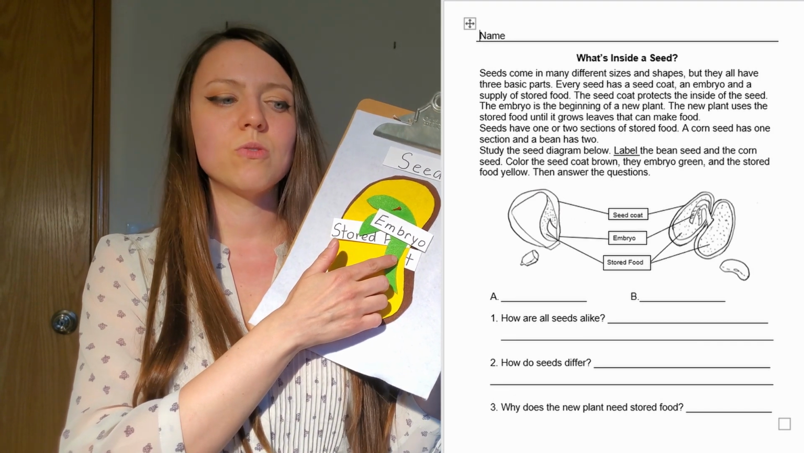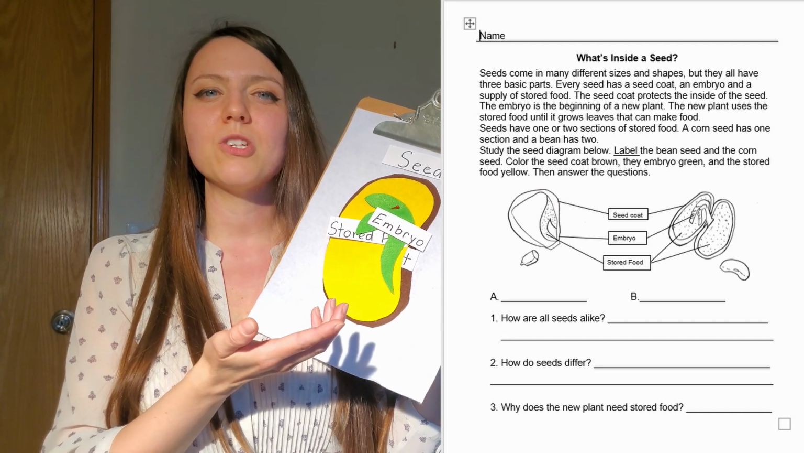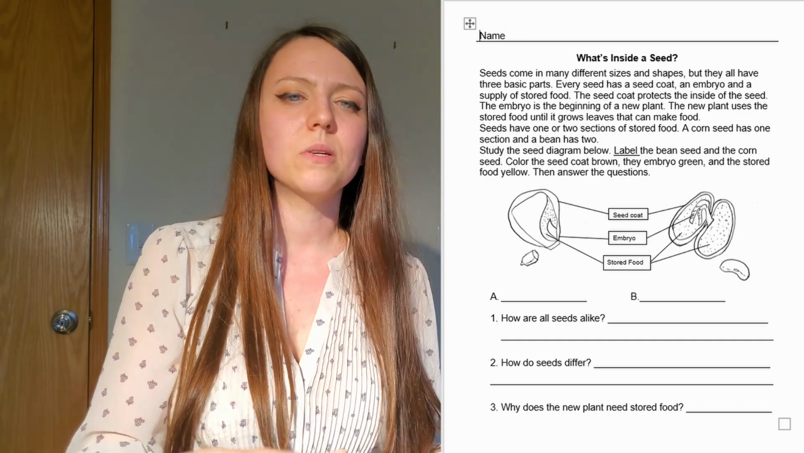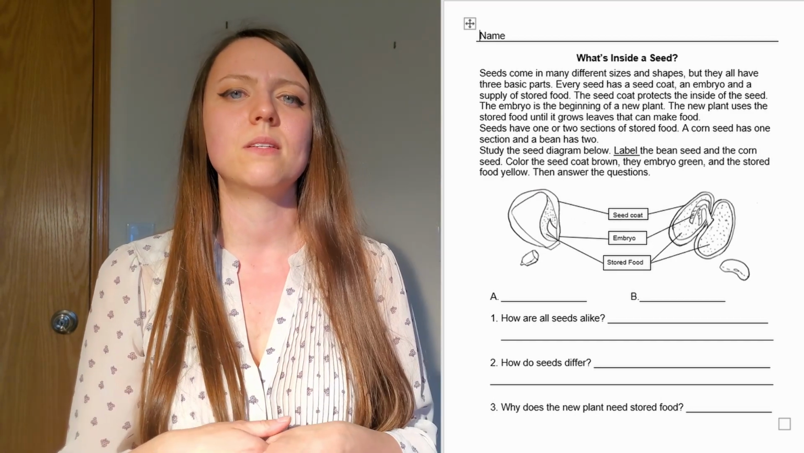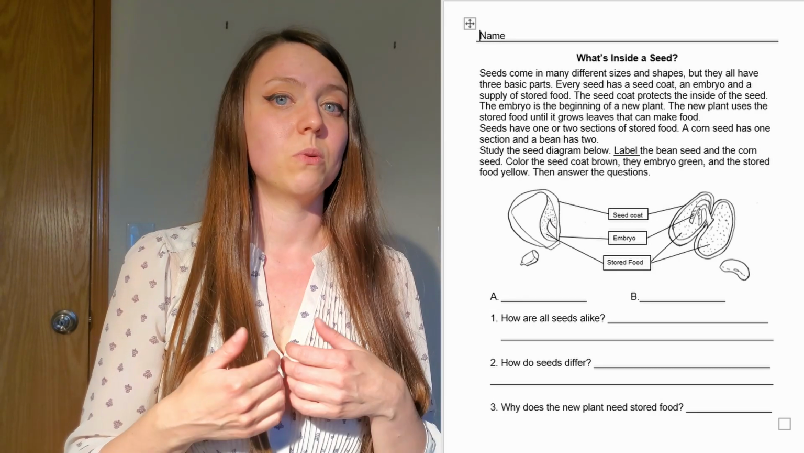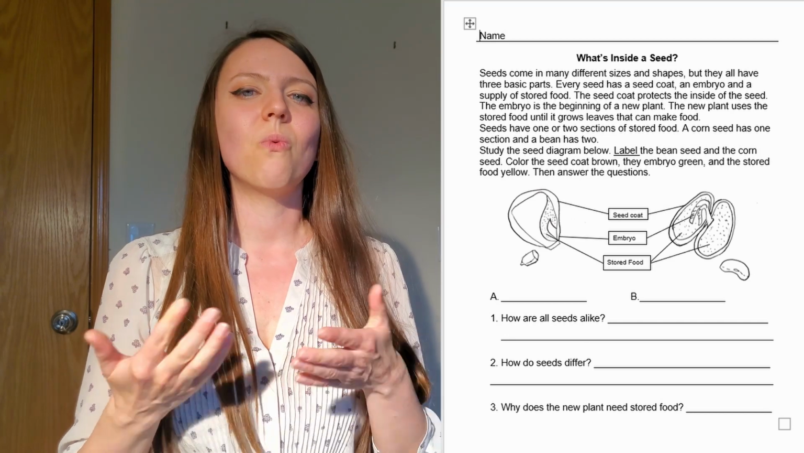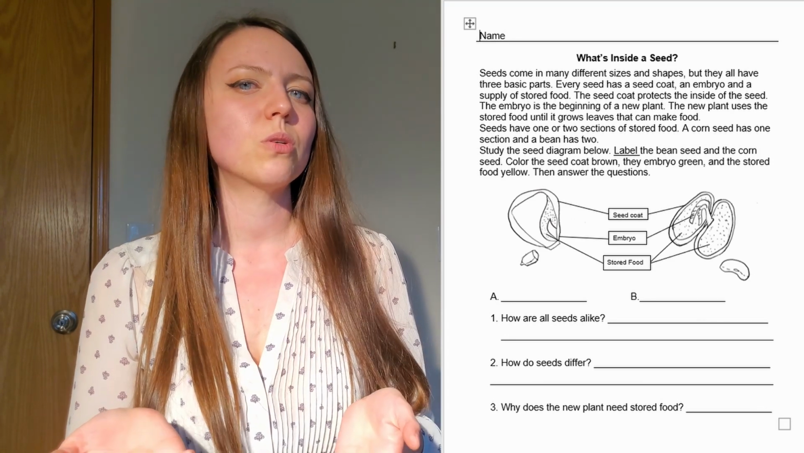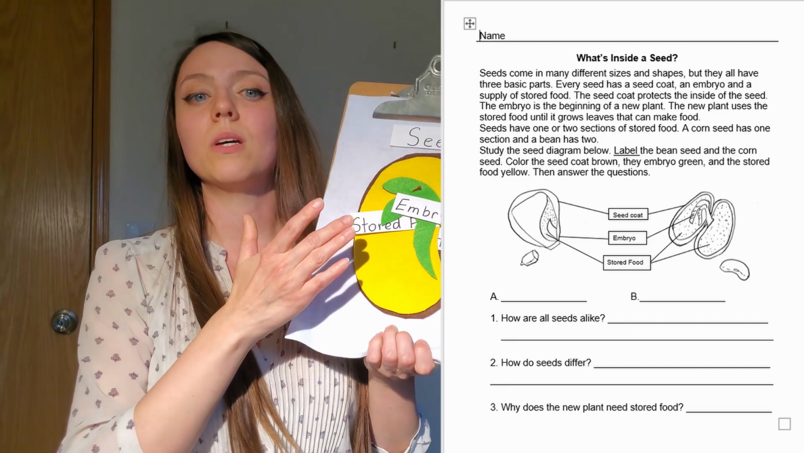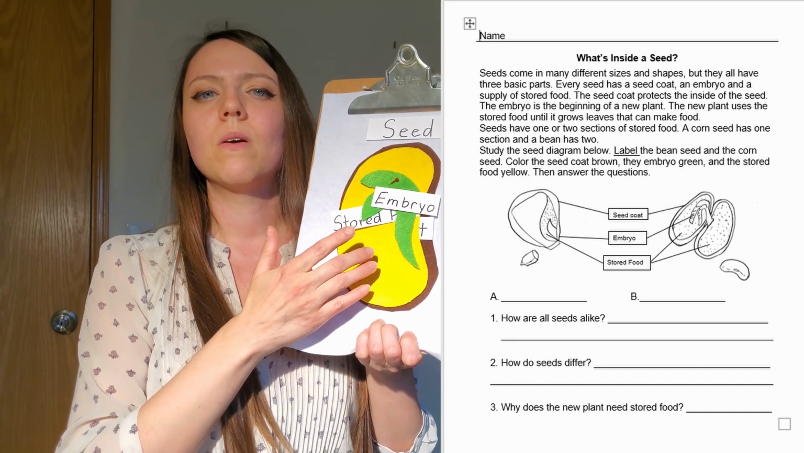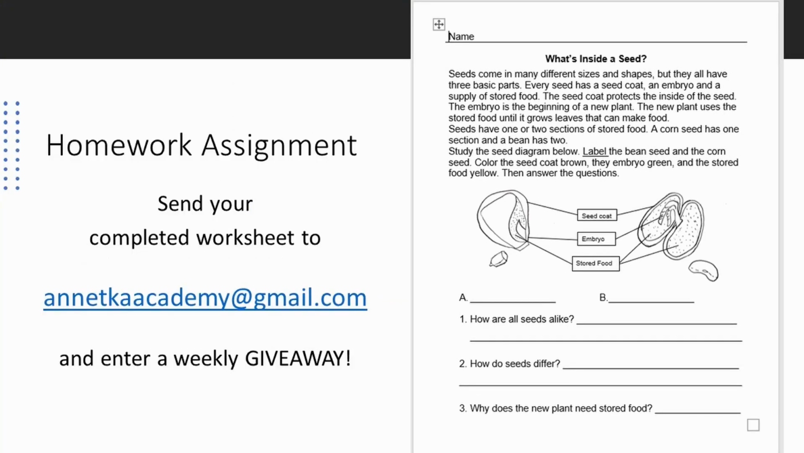And then you're going to label the seeds and then answer some questions like how seeds are alike. Look at some seeds that you found at home and see what is the same about seeds. Then you're going to think what is different about seeds. And finally, you're going to tell me, why do seeds need stored food? What is the point of the stored food? Remember, on our model it's colored yellow. Why do plants need stored food?